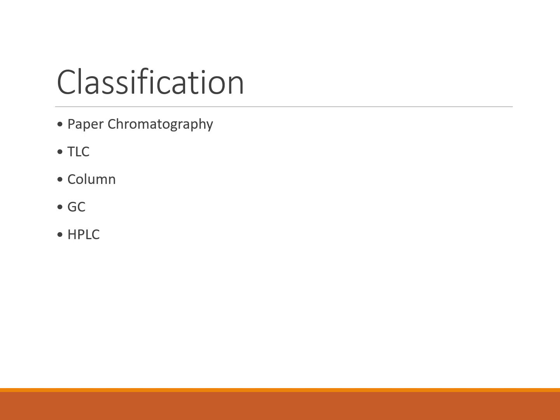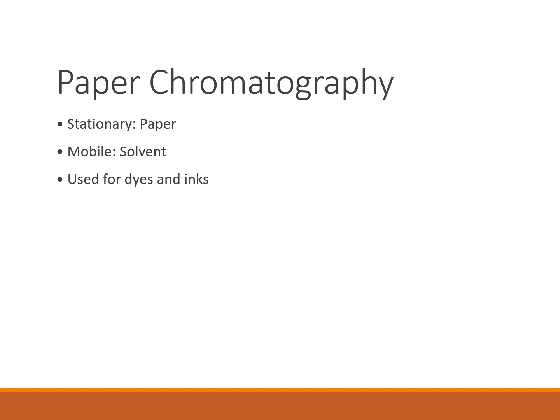Chromatography can be classified into several types based on the nature of the stationary phase and the mobile phase. Common types include paper chromatography, thin layer chromatography, column chromatography, gas chromatography, and high performance liquid chromatography. These are the main types of chromatography.